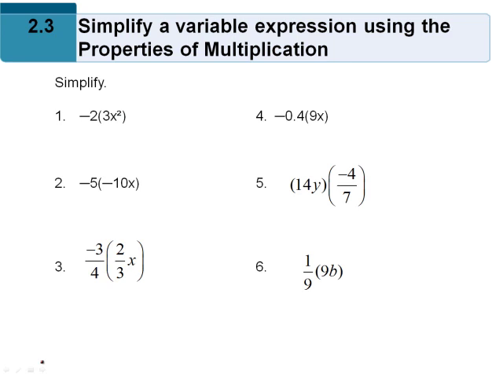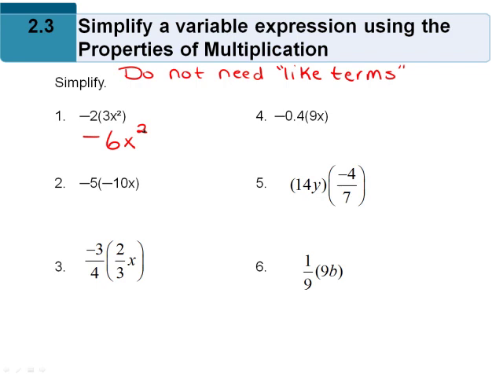Alright, so here are some problems for us to simplify. Now, if you look at this, one thing to notice with the properties of multiplication is that you do not need like terms. You are just going to multiply the number parts together and attach the variable at the end. So negative 2 times 3x squared, we just multiply negative 2 times 3. That's negative 6, and we stick x squared on at the end, and that's it.